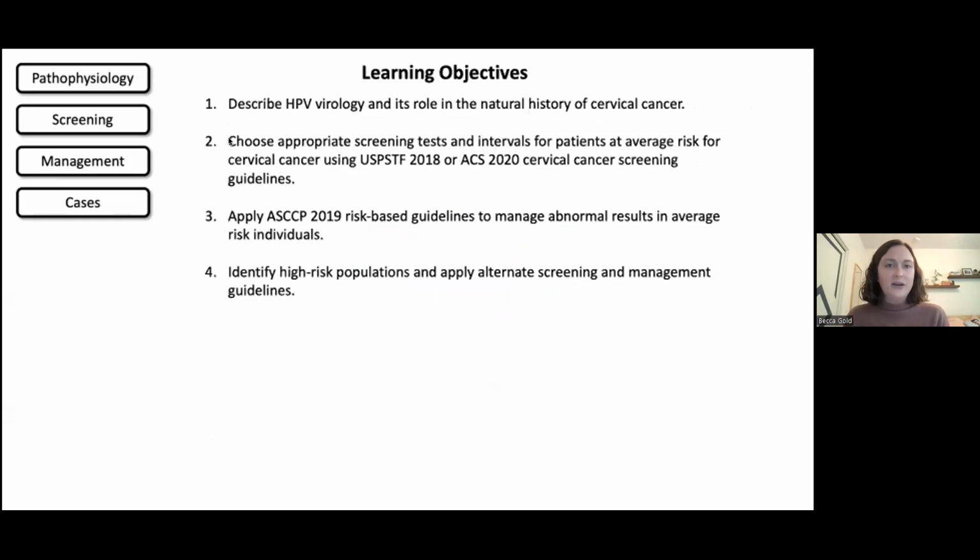And here are my learning objectives for this morning. So my hope is that by the end of this talk, you'll be able to describe HPV virology and its role in the natural history of cervical cancer. You'll then be able to choose the appropriate screening tests and intervals for patients who are at average risk for cervical cancer using one of two guidelines that we'll discuss. You'll be able to apply ASCCP 2019 risk-based guidelines to manage abnormal results in average risk folks. And then finally, you'll be able to identify high-risk populations and apply an alternate screening and management guideline.